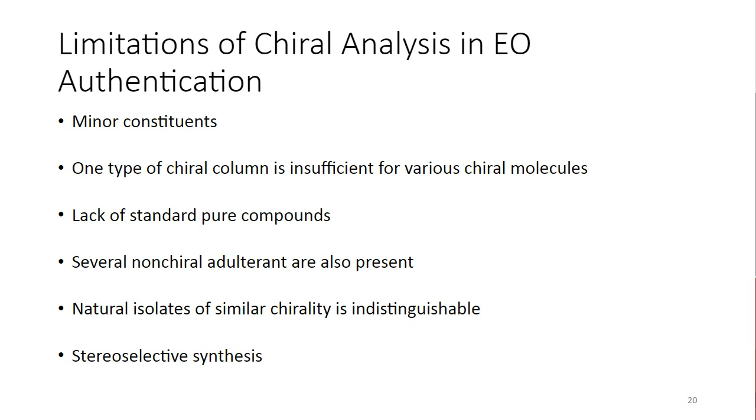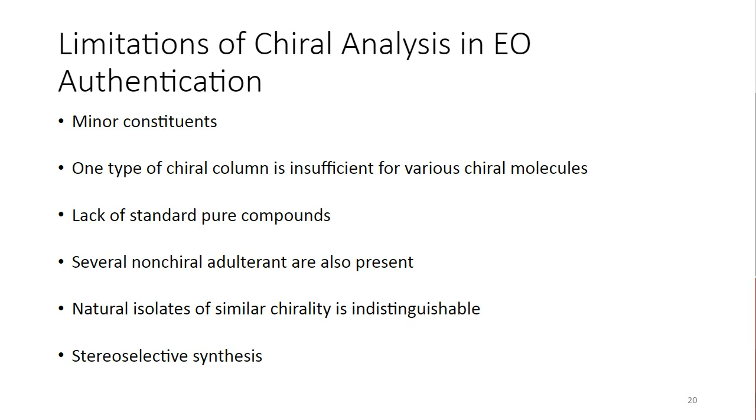Essential oil contains both chiral and non-chiral components. And chiral GC-MS is only useful for chiral molecules, not the non-chiral. So non-chiral adulteration will be undetected by this type of technique. Sometimes if an exact nature-identical isomer is used, it will be indistinguishable.